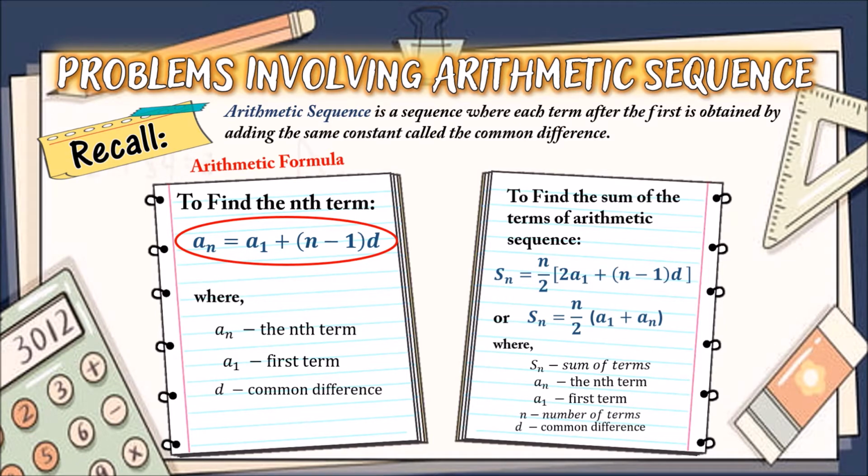a sub n is the nth term, a sub 1 is the first term, n is the number of terms, and d is the common difference. So this is the sum of arithmetic sequence.